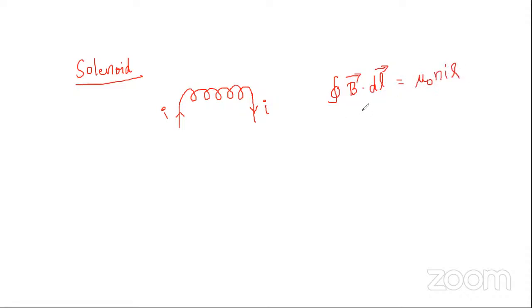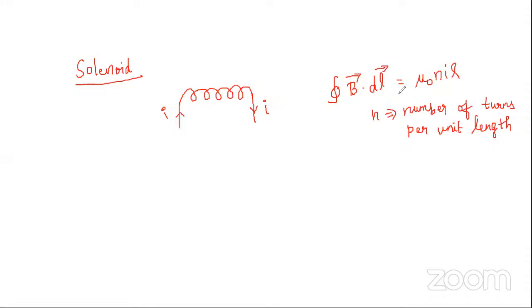What is meant by n? n is the number of turns per unit length of the solenoid. When you multiply the number of turns per unit length by the length of the solenoid, you get the total number of turns. So n into L gives the total number of turns in the solenoid. I is the current flowing through the solenoid coil.